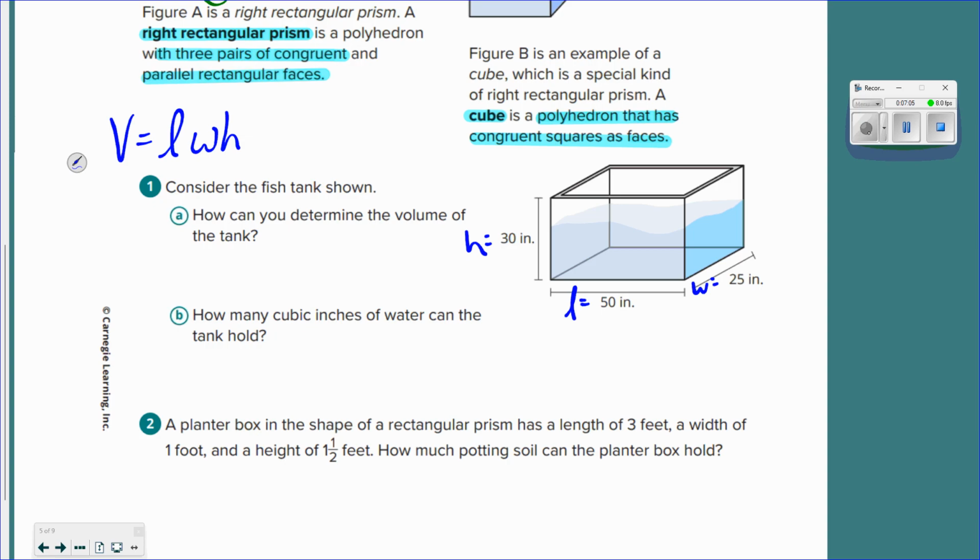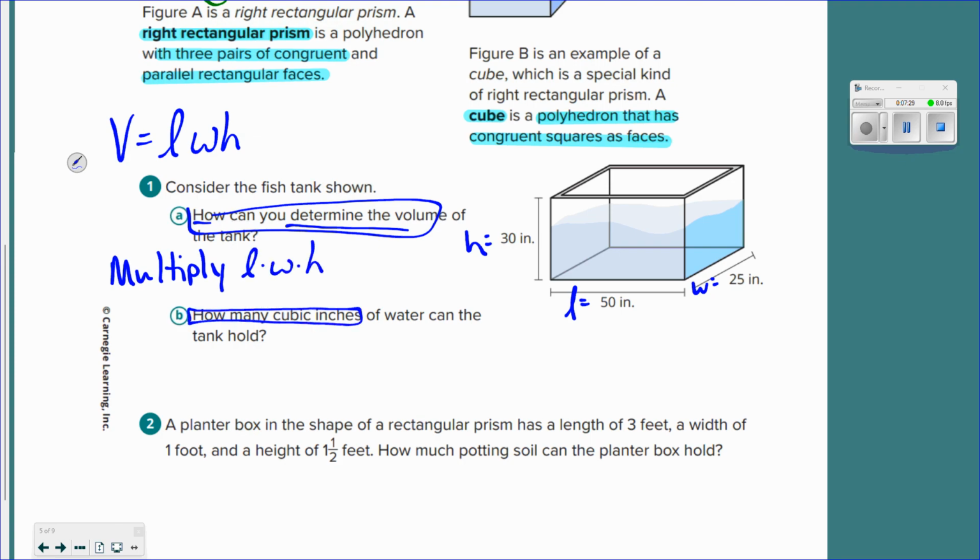Okay, our first one, how can I determine the volume of the tank? Isaac? Multiply length times width times height. So how many cubic inches did we get? 30 inches. Formula, we would say 50 inches times 25 inches times 30 inches.